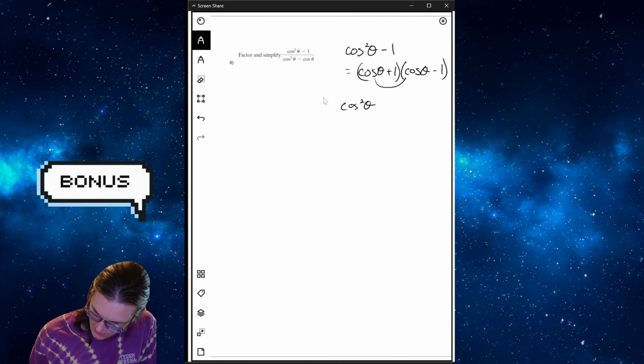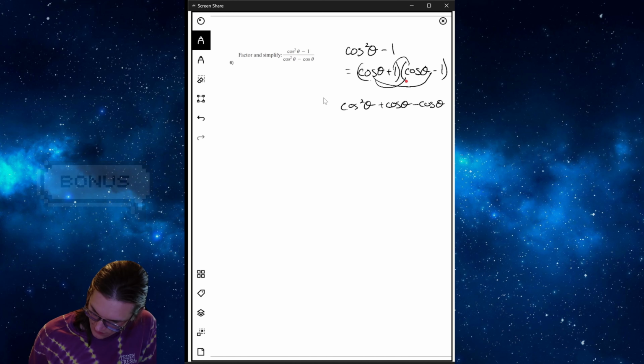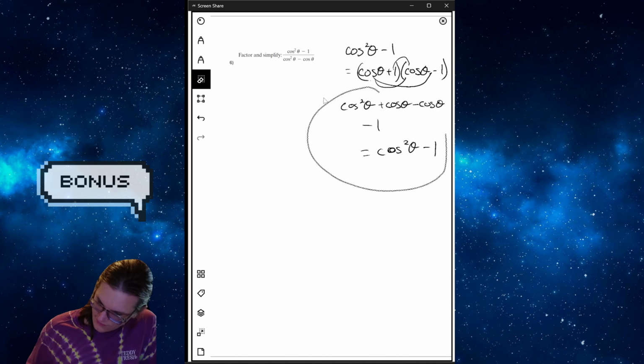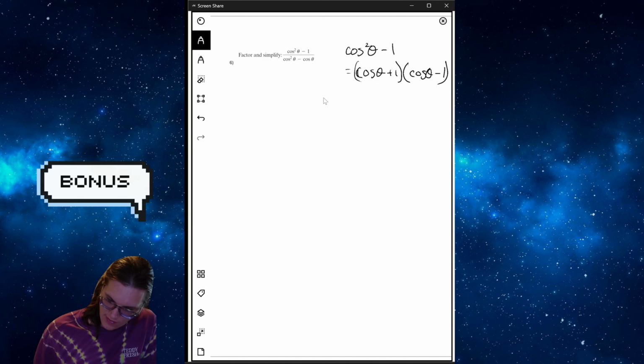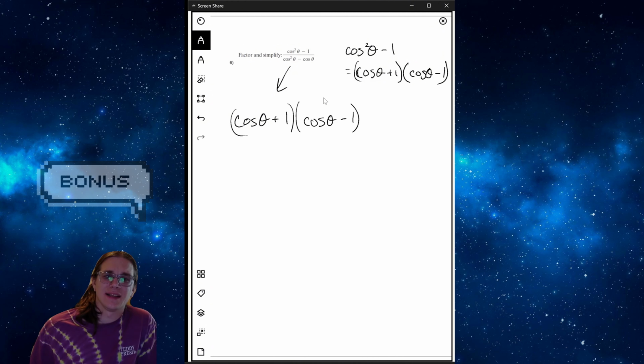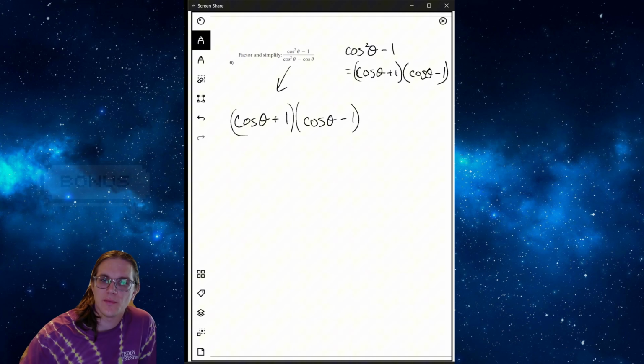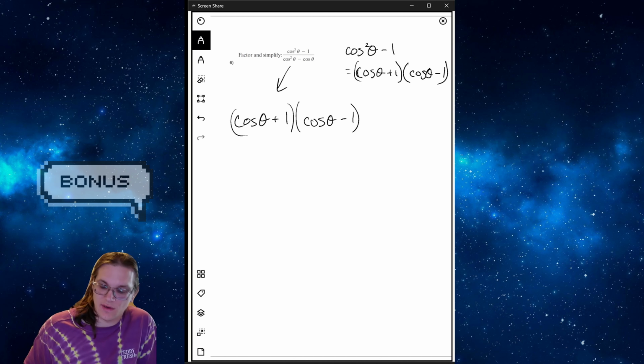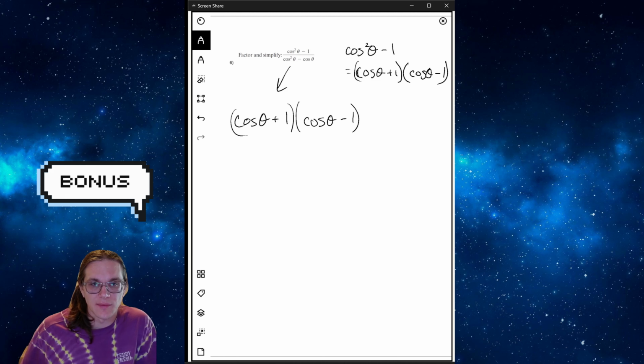Cosine squared theta plus a cosine, and then minus a cosine, and then minus 1. So there's your check. If you were to notice that, then we could rewrite this with that difference of squares in the numerator. Again, this may be out of the scope, but you will very well come across one of these problems and may just throw your hands up in the air and be like, what?